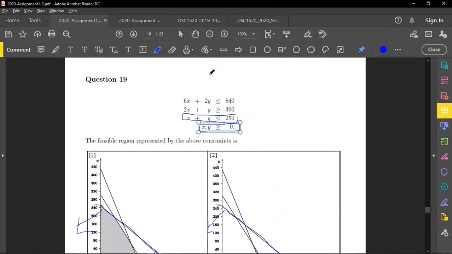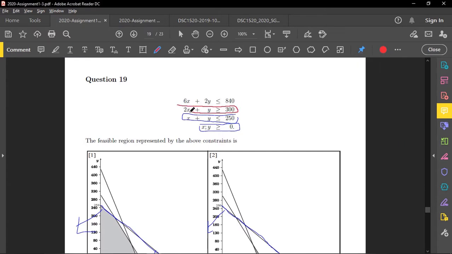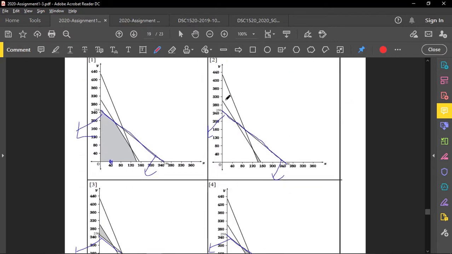Next equation. Let's look at this one. This would be y equals minus 2x plus 300. That will be the equation. So the intercept is 300. So this must be that one.